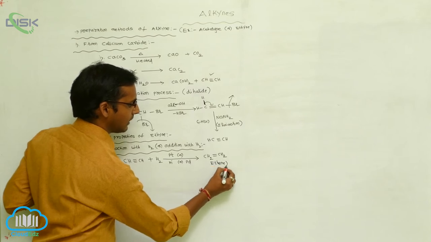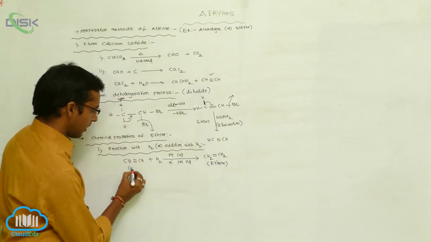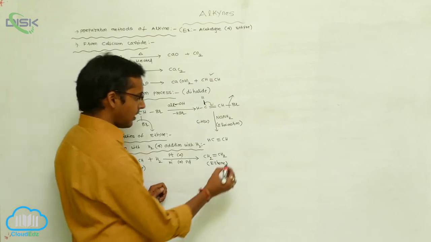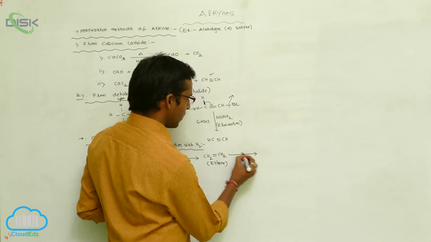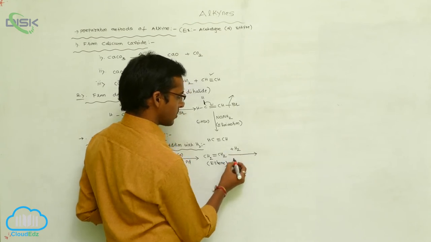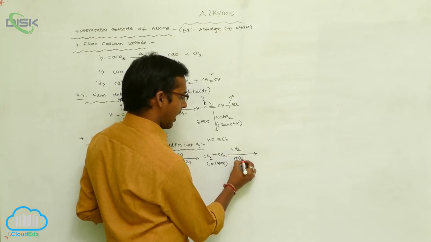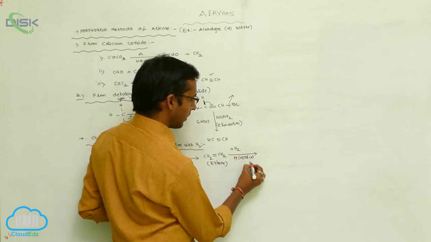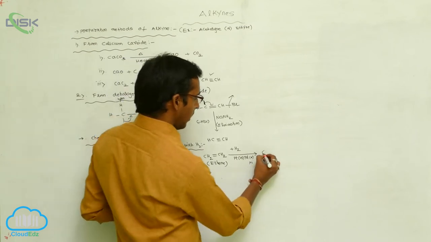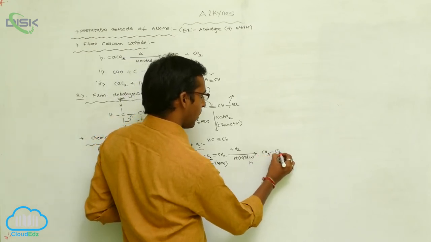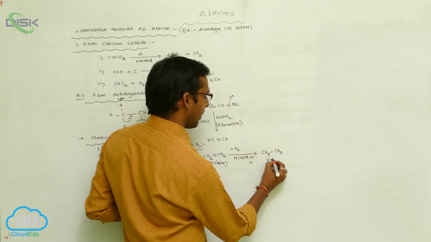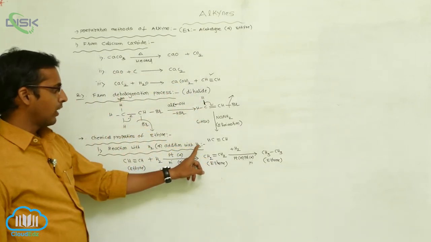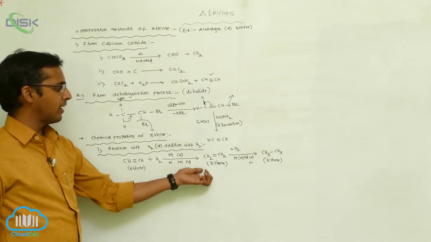So alkene is formed from ethyne, means alkyne. So this ethene again undergoes addition with hydrogen in presence of the same catalyst or same metal, platinum, palladium or nickel. It gives ethane, CH3 bond CH3, that is your alkane. So this is your addition reaction with hydrogen. So only hydrogens are added.